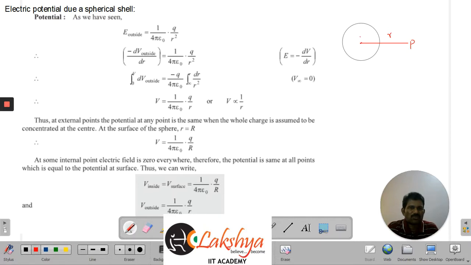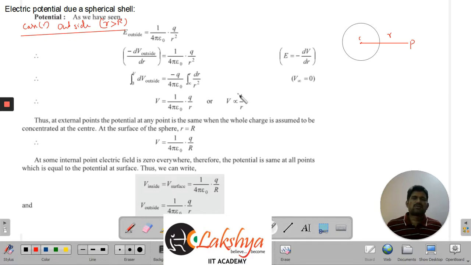This is the center, and from the center we need to find the potential at this point. So first we are finding it outside. This is our outside case, case 1: outside the shell, in brackets r is greater than R. This is the case we are taking here.